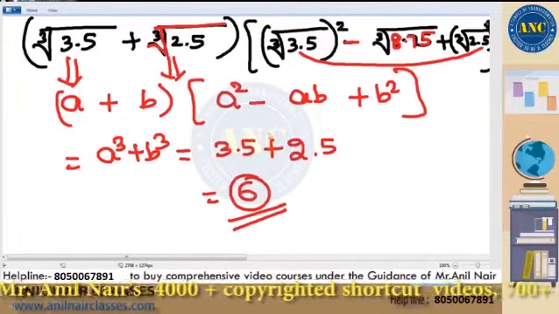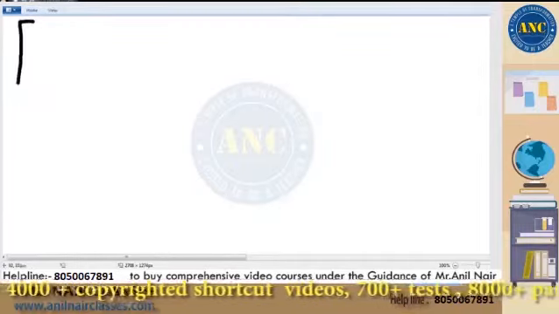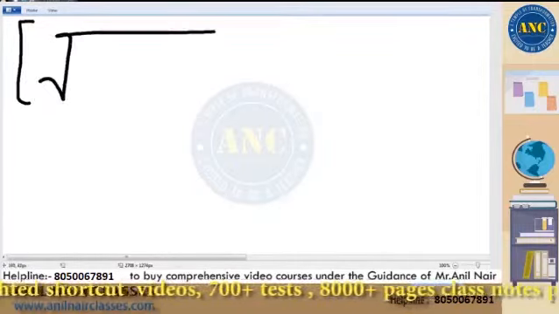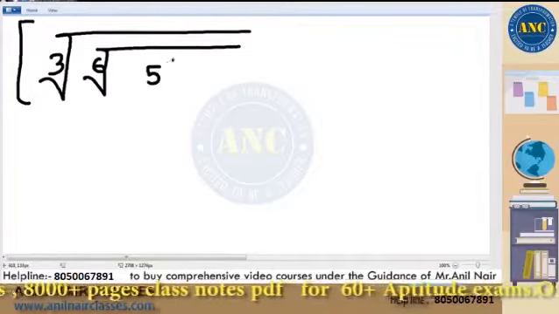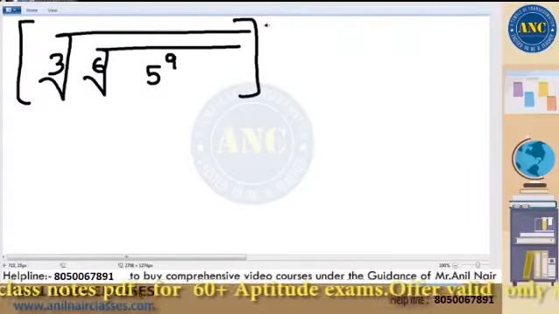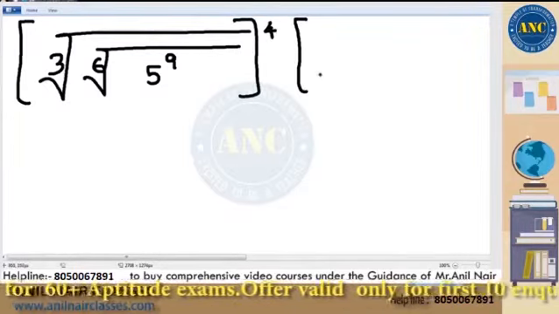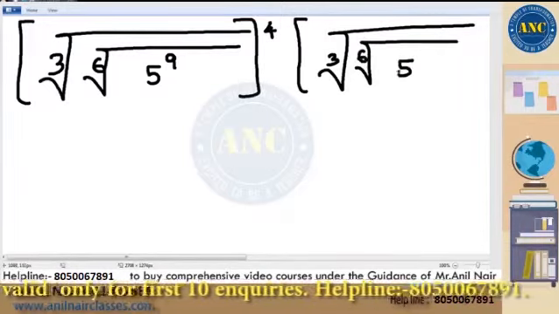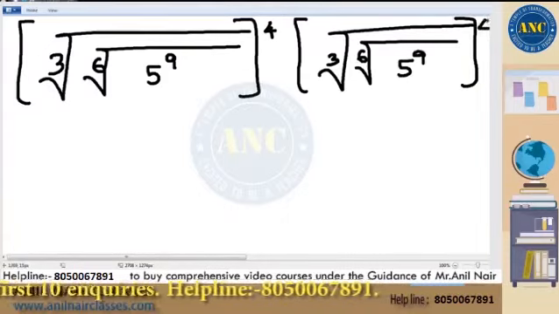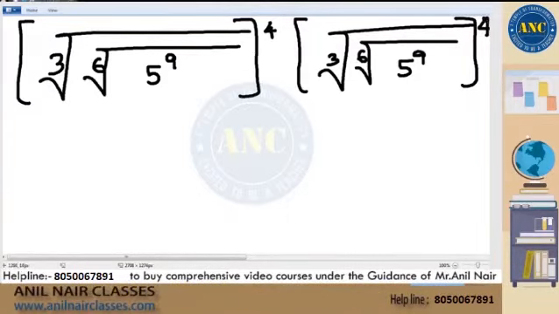Suppose your question is, a beautiful question: cube root of 6th root of 5 power 9 whole power 4, and the same term is written once again, cube root of 6th root of 5 power 9 whole power 4. I need to find the value of this expression.